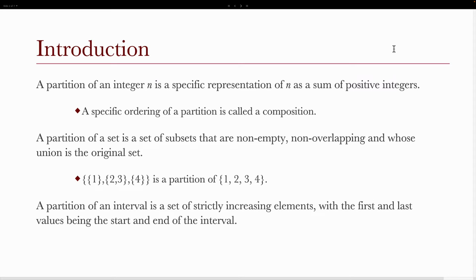Finally, a partition of an interval is a set of strictly increasing elements, with the first and last values being the start and the end of the interval. For example, a partition of the interval 1 to 5 could be 1, 2, 3, 4, 5.